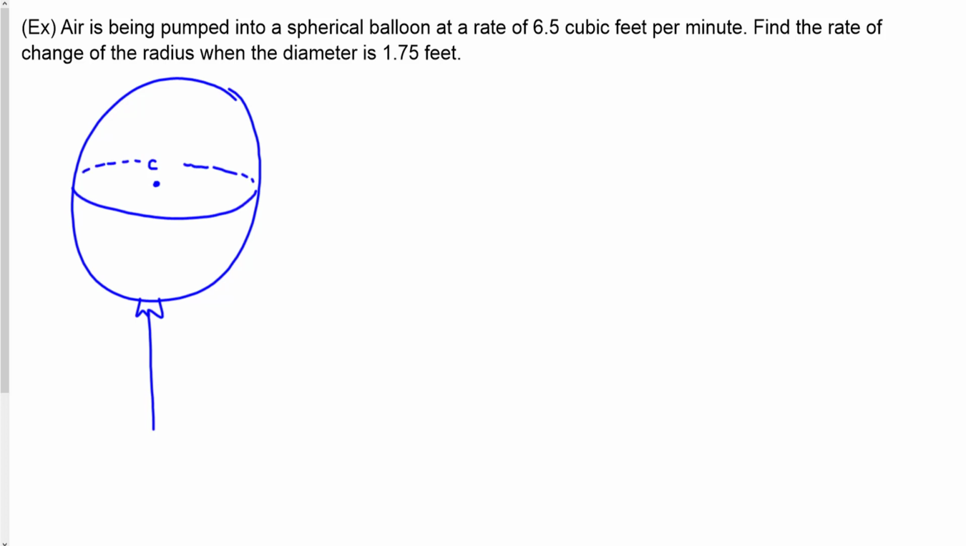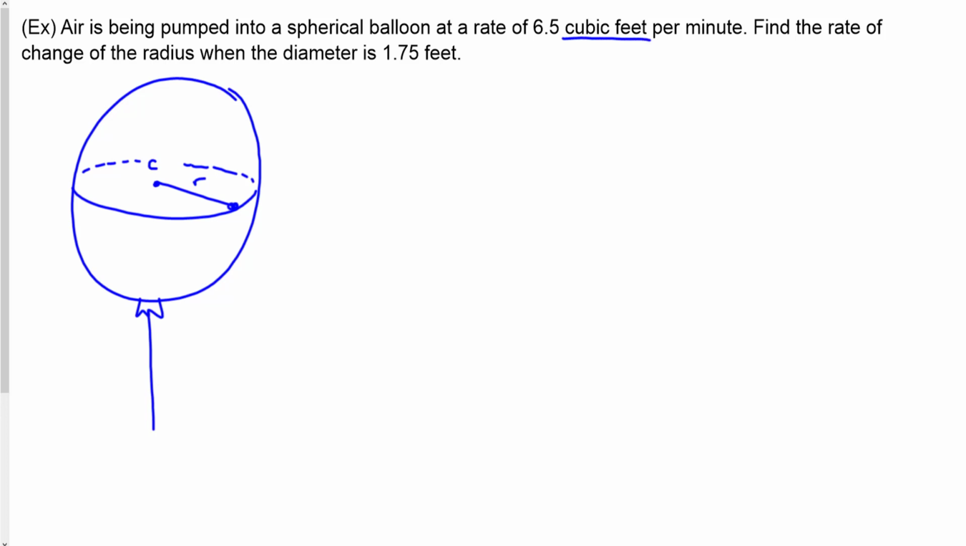So from the center to any point that exists on the sphere is r. Now, we have what information given to us. Let's take a look. So air is being pumped into a spherical balloon at a rate of 6.5 cubic feet per minute. So cubic feet.